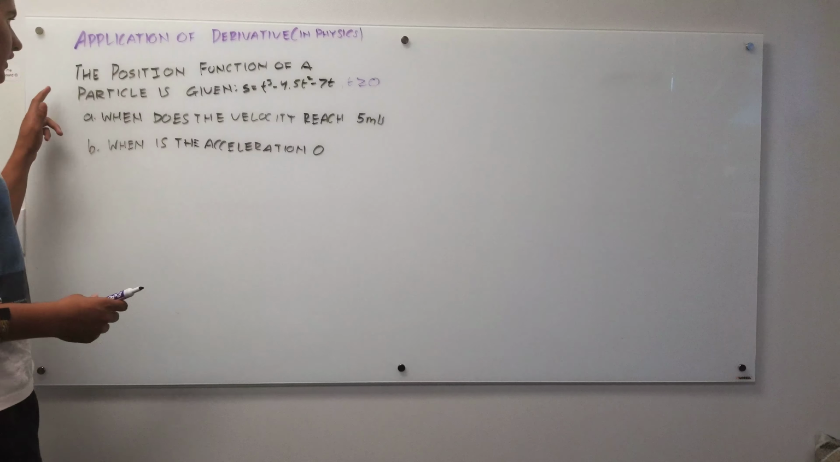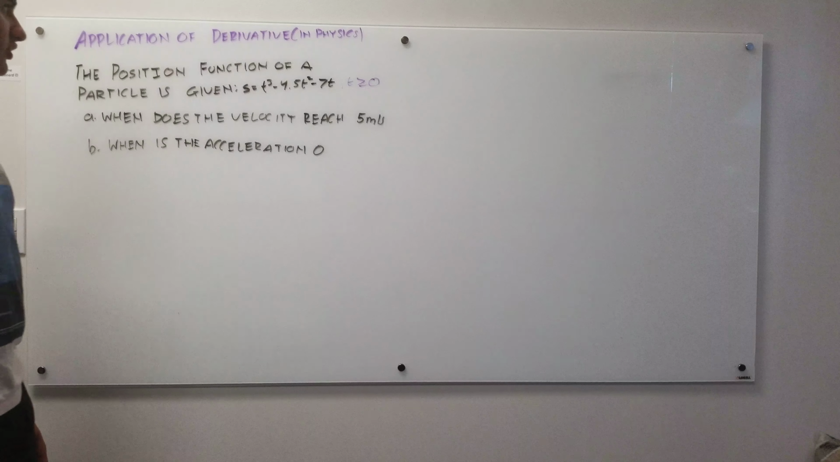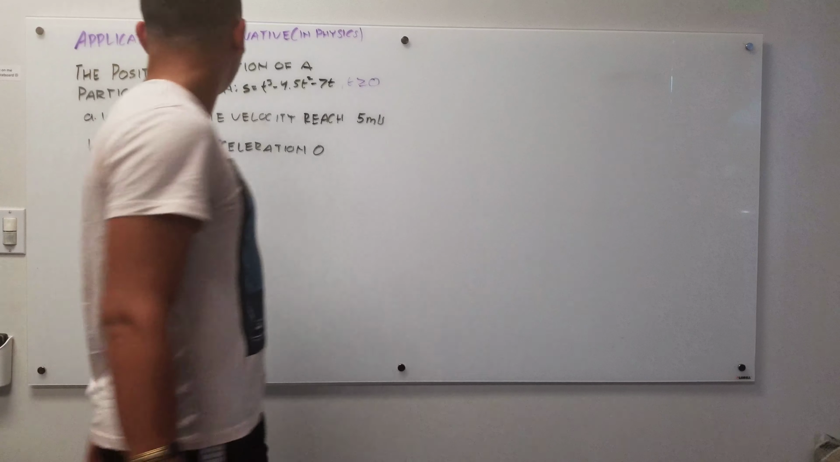The position function of a particle is given by s, which is distance, equal to t cubed minus 4.5t squared minus 7t when t is greater than or equal to 0, t equaling time. And it's asking us two separate questions. A, when does the velocity reach 5 meters per second? And when is the acceleration 0? So why don't we just get on into it?